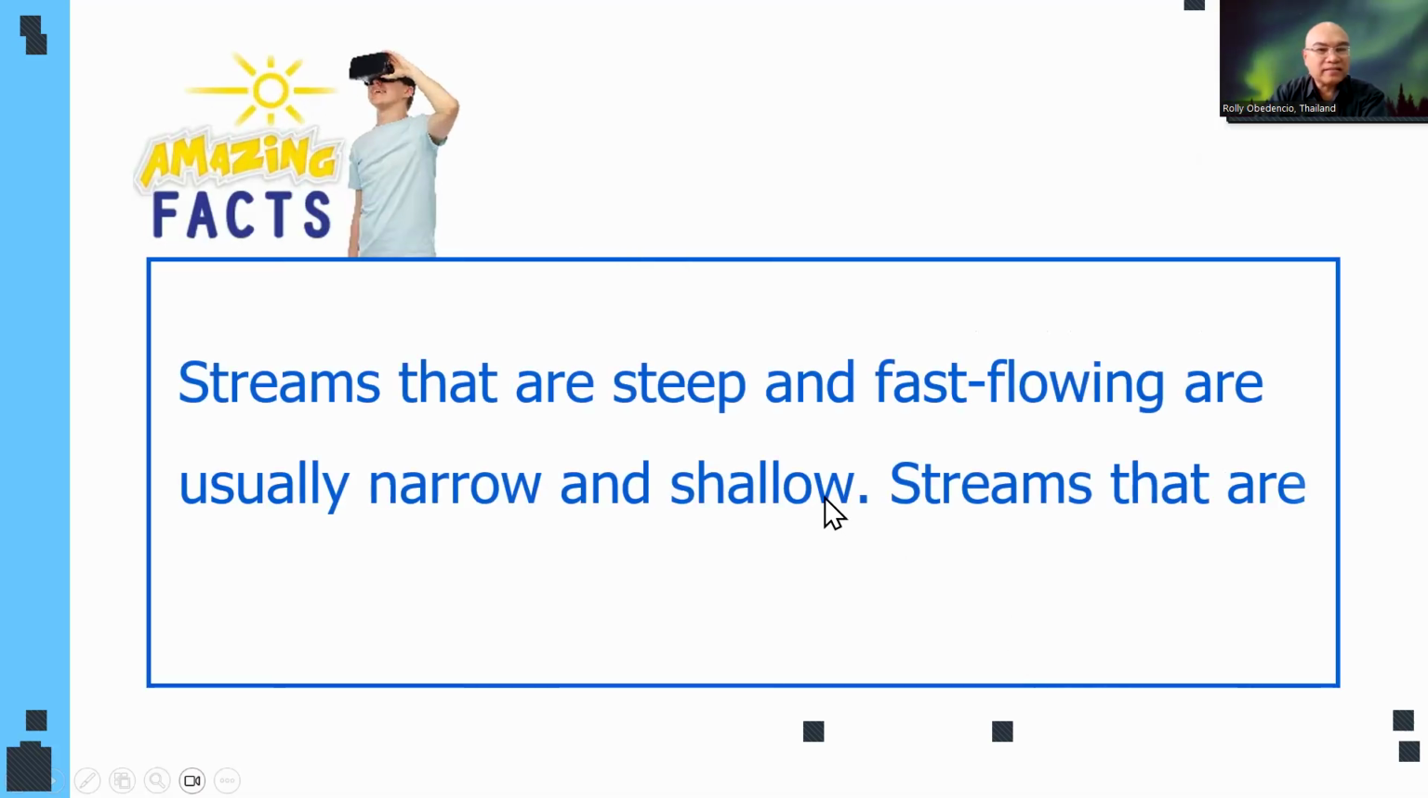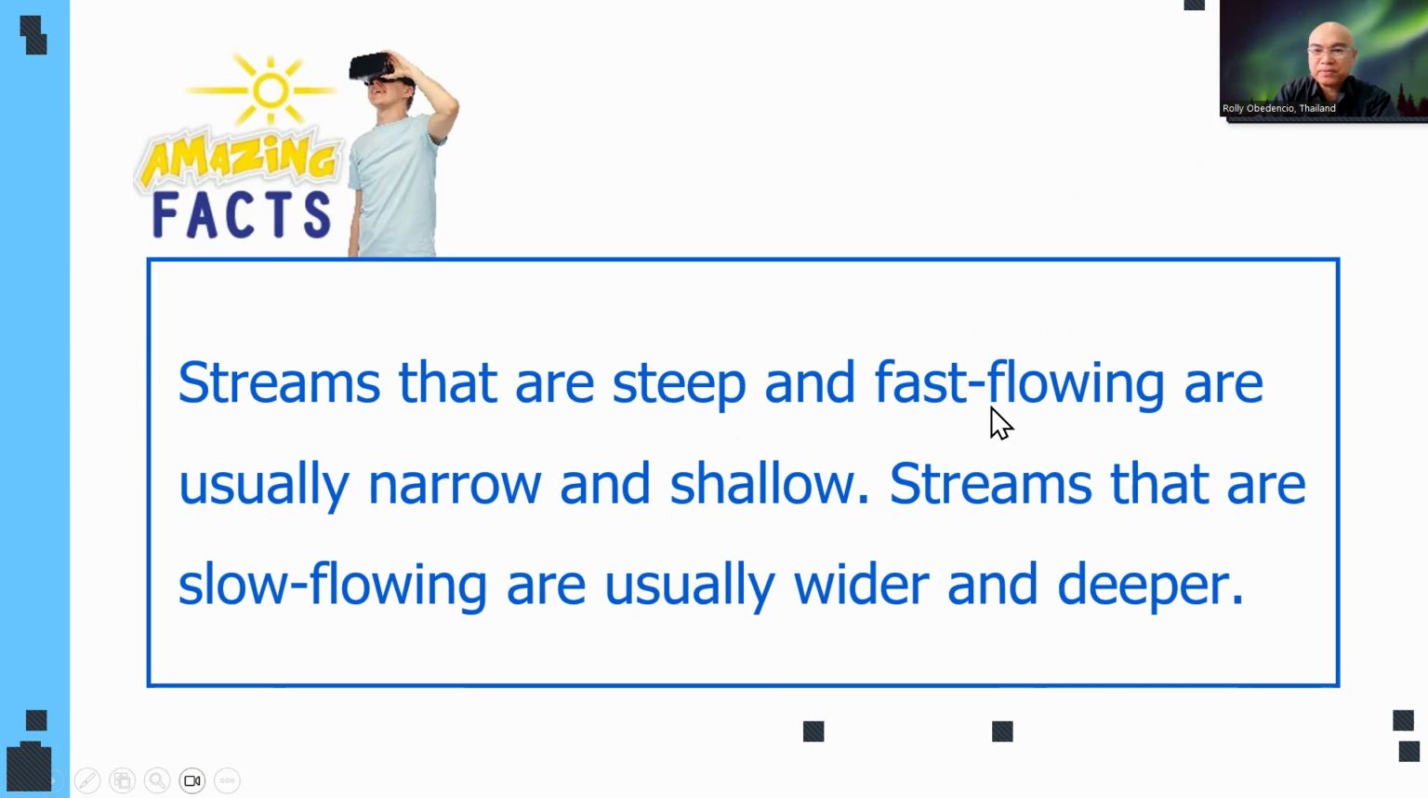Here are amazing facts. Streams that are steep and fast flowing are usually narrow and shallow. Streams that are slow flowing are usually wider and deeper. Interesting.